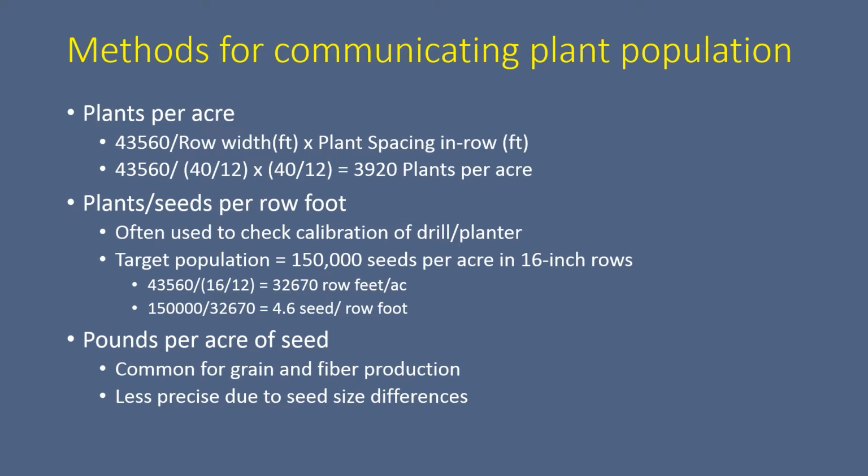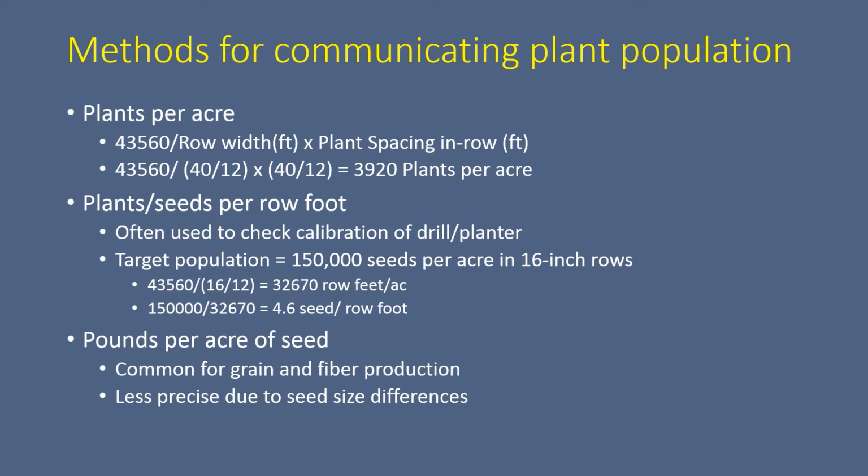Another common way of talking about plant populations or making our planting decisions is to talk about planting pounds. How many pounds of seed per acre are we putting out? This method is typically more common when we're talking about either grain or fiber production because we're putting out a lot more seed per acre typically.